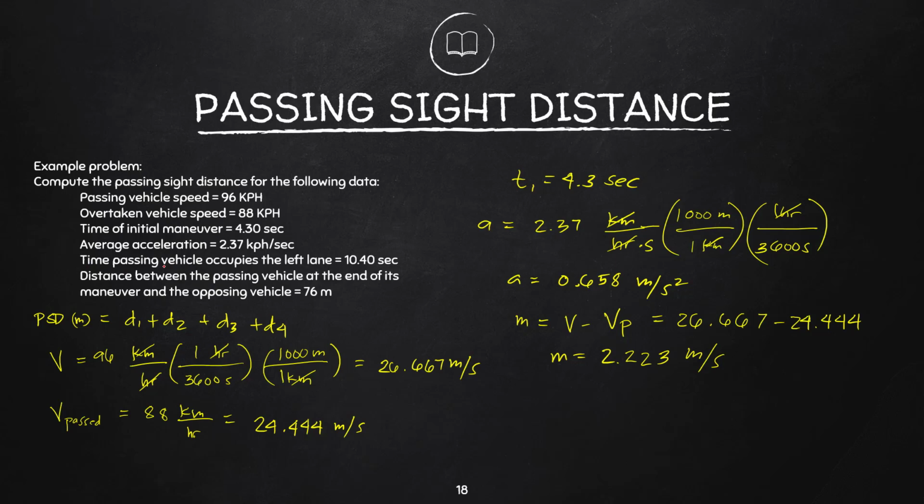And what else do we have here? We have the time the passing vehicle occupies the left lane. This is T sub 2. This is 10.40 seconds. And we have the distance between the passing vehicle at the end of its maneuver and the opposing vehicle. This will automatically be d sub 3. That is 76 meters.